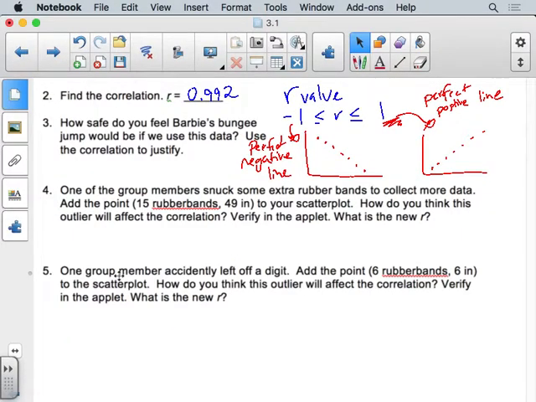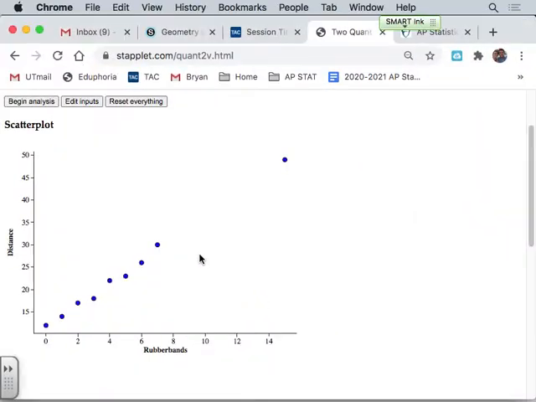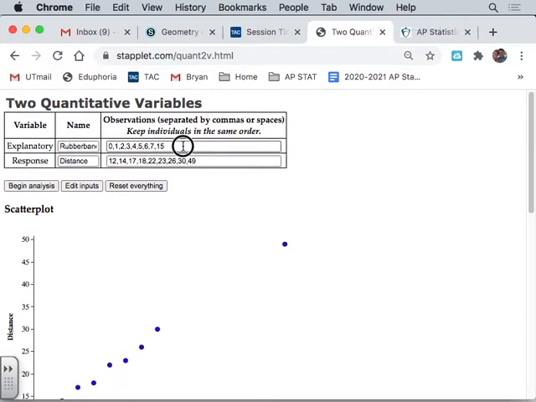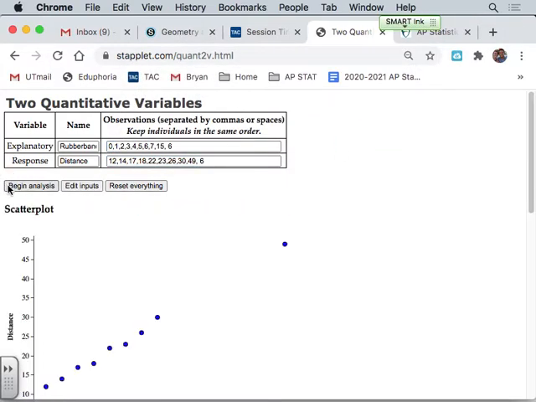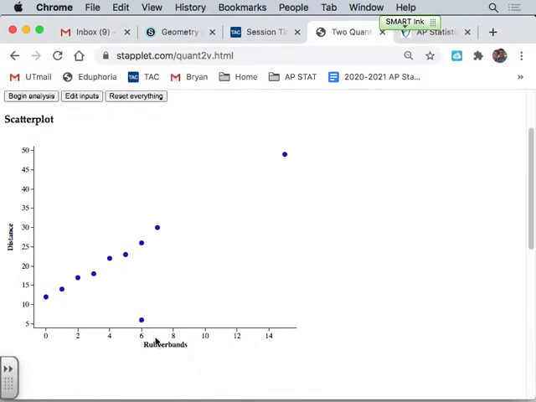Okay. On this other part, one group member left off a digit, and the 16 rubber band point was recorded as 6 inches on the scatter plot. How is this going to affect us? So now we're at 6 and 6 inches. So I'm going to have a data point really low. So we got a data point really low here because the person screwed up and they didn't put 16, they got 6. They read it wrong, whatever. So we have this way off data.